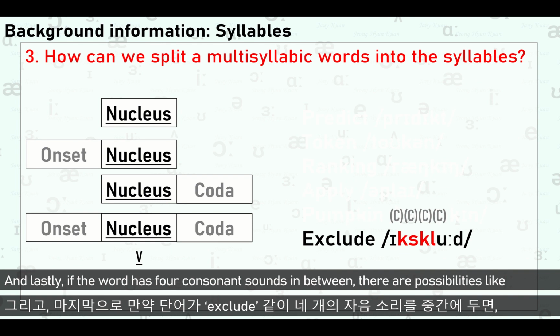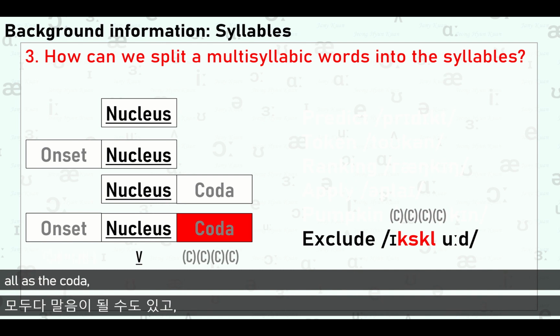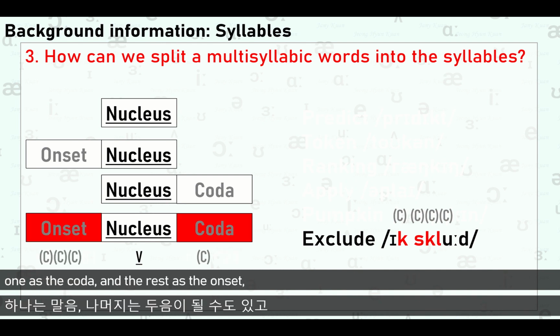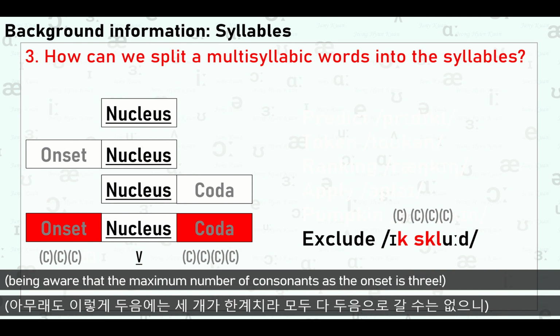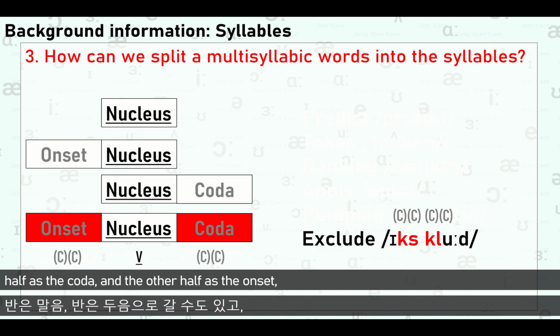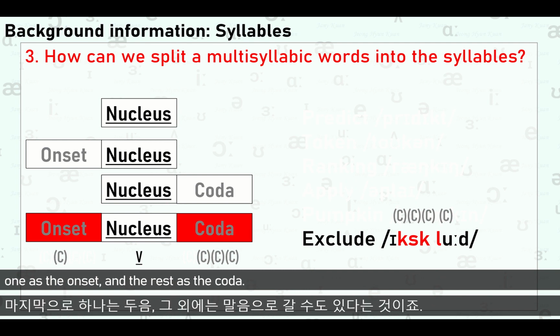And lastly, if the word has 4 consonant sounds in between, there are possibilities like all as the coda, 1 as the coda, and the rest as the onset, being aware that the maximum number of consonants as the onset is 3, half as the coda and the other half as the onset, 1 as the onset and the rest as the coda.